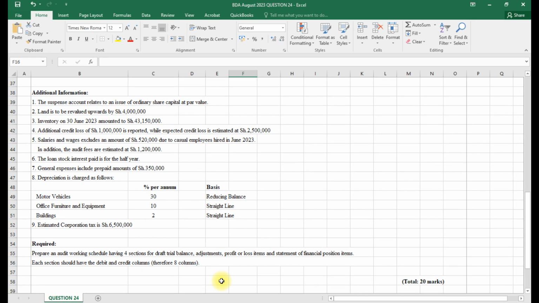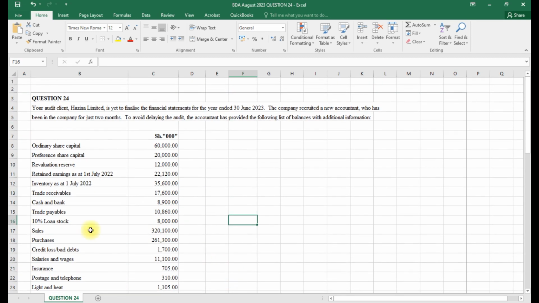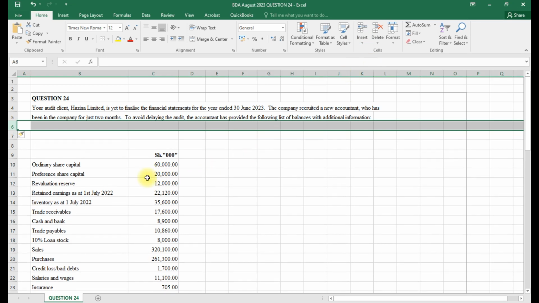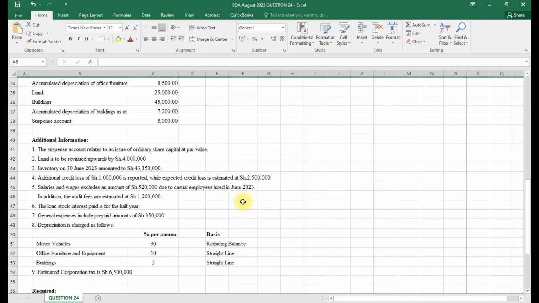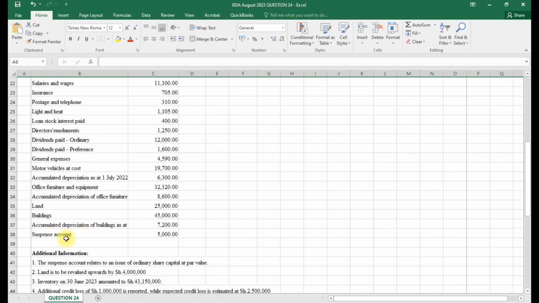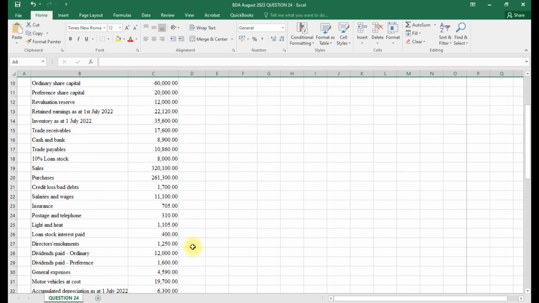You are required to prepare an audit working schedule having 4 sections for draft trial balance, adjustments, profit or loss items, and statement of financial position. Each section should have debit and credit columns, therefore 8 columns. So you need to have 8 columns. Therefore I will insert two rows there, so that I just rely on this and the others that we shall add down here.